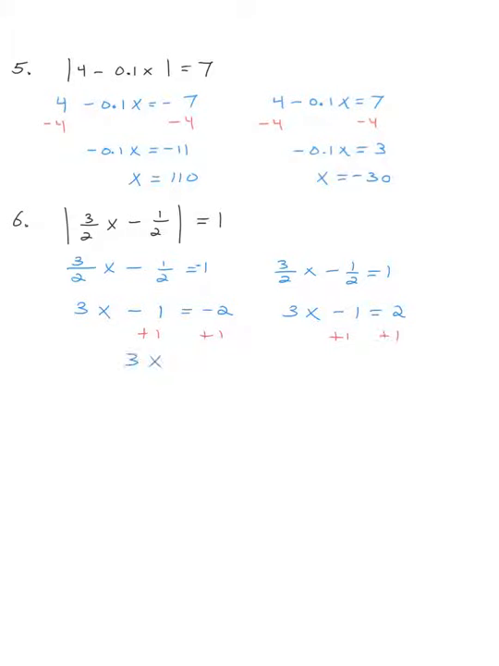So now I can just simply add 1 to both sides. I get 3x is equal to negative 1. I also get 3x is equal to 3. Here are my two solutions. I have that x is equal to negative 1/3. Also, x is equal to 1.